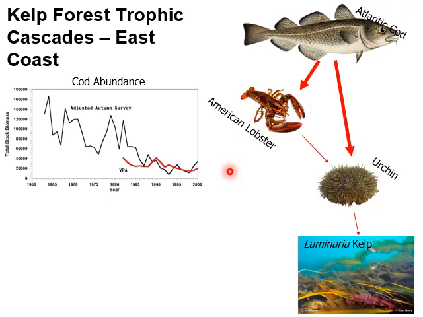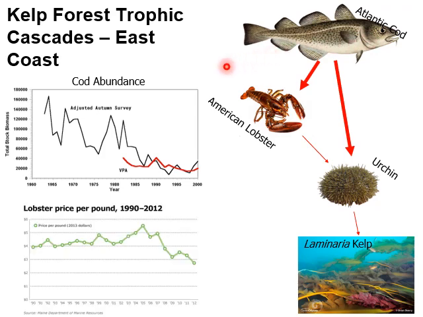The recovery has been very slow, and people are still not allowed to catch Atlantic cod in Canada in the Atlantic Ocean. So cod abundance is very, very low, right? So we're removing this thing from here, right? So what do you think is going to happen when we take the cod out of this scenario? So what you find that's kind of related to that.